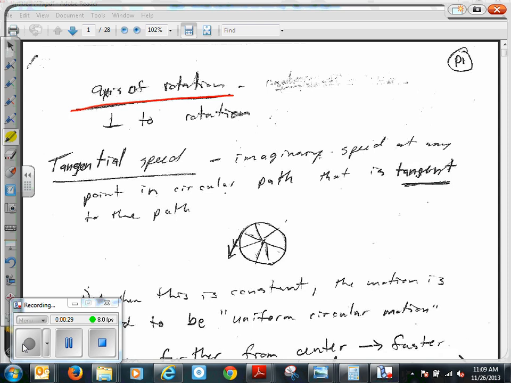But axis of rotation. So we're talking about things that are moving in circles. So we're talking about circular motion here. I probably should have had that up on top as a header. Circular motion. So the axis of rotation is perpendicular to the rotation. So what would you think the axis of the rotation would be?